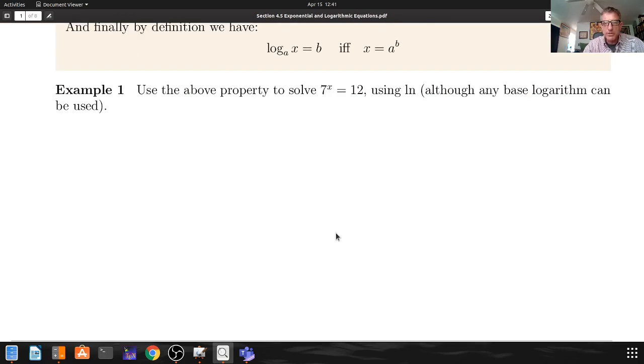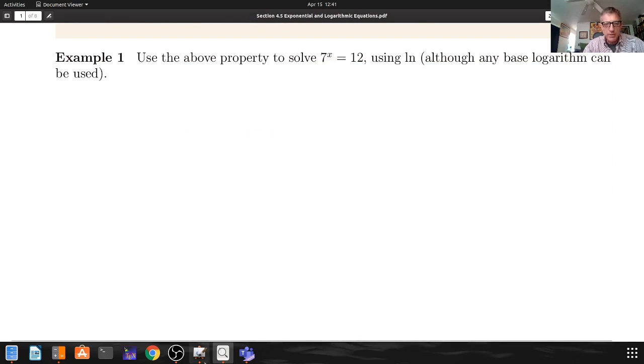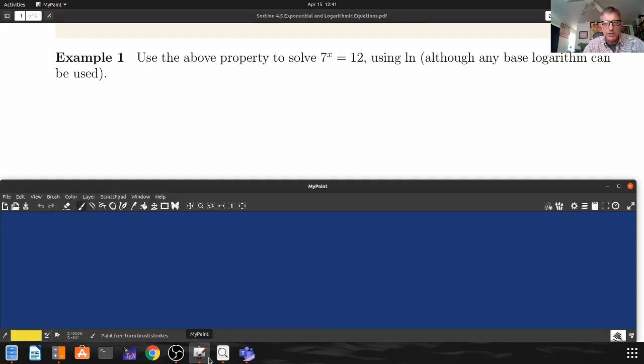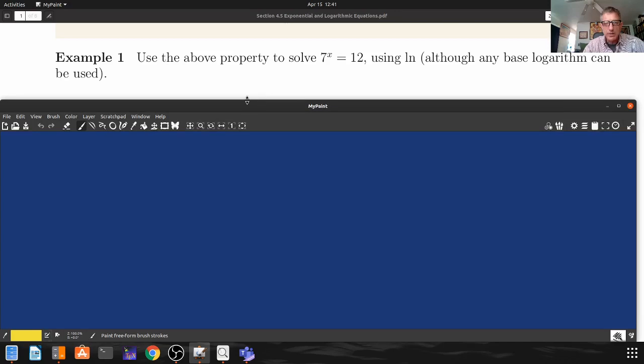So let's use the first example. Let's solve a logarithmic equation, or an equation in which we will use logs in the solution. This is example 1. I have 7 to the power of x is equal to 12. We're just going to assume that all of our x values are in the proper domain so that this makes sense.